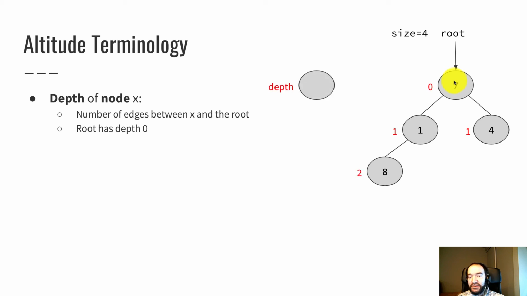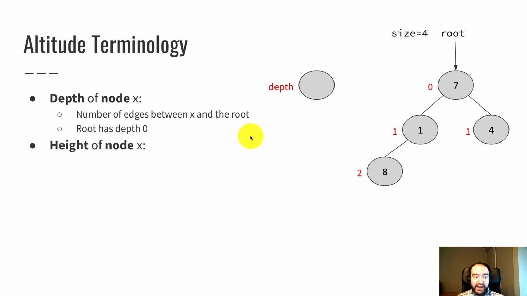So I'm going to draw these in on my example. I'm going to put the depth number to the left of a node, drawn in red. So 8 has depth 2 because it takes 2 steps to get to the root. The 1 node has depth 1 because it takes 1 step to get to the root. 4 is also at depth 2, and the root is always at depth 0.